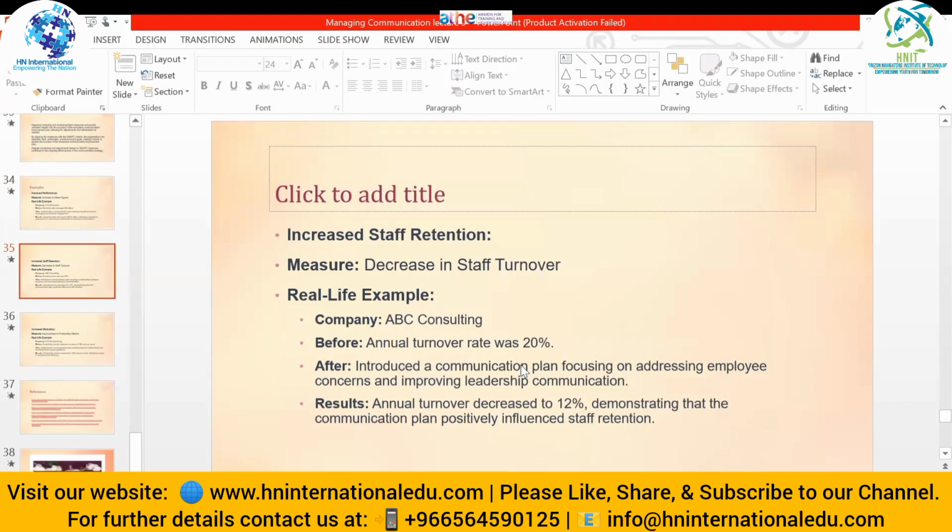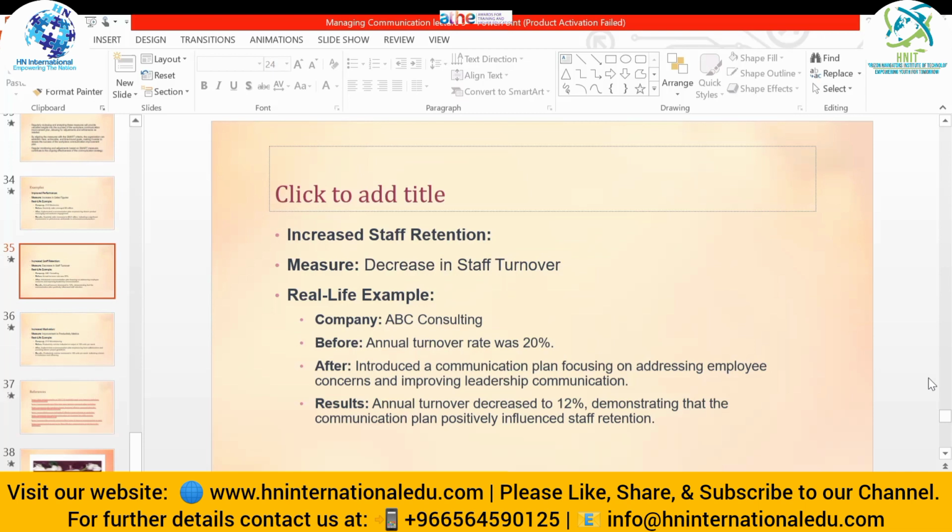communication. Okay, for increased staff retention, the measure is a decrease in staff turnover. The example is ABC Consulting. It can be any company; these are assumed examples. Annual turnover rate was 20%. After introduction of the communication plan focusing on addressing employee concerns and improving leadership communication, what happened was the annual turnover decreased to 12%, demonstrating that the communication plan positively influences staff retention.